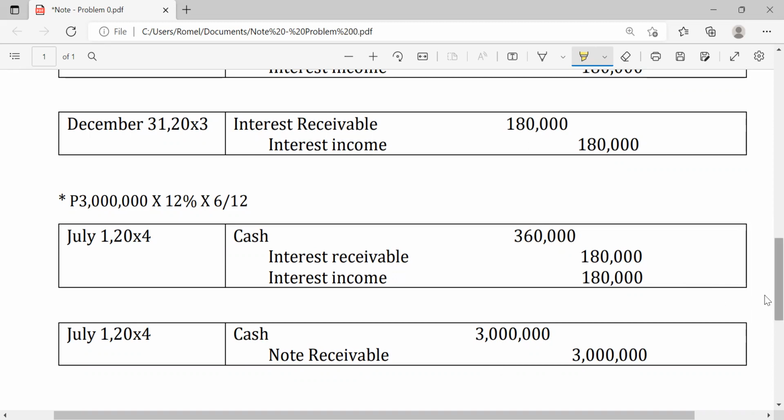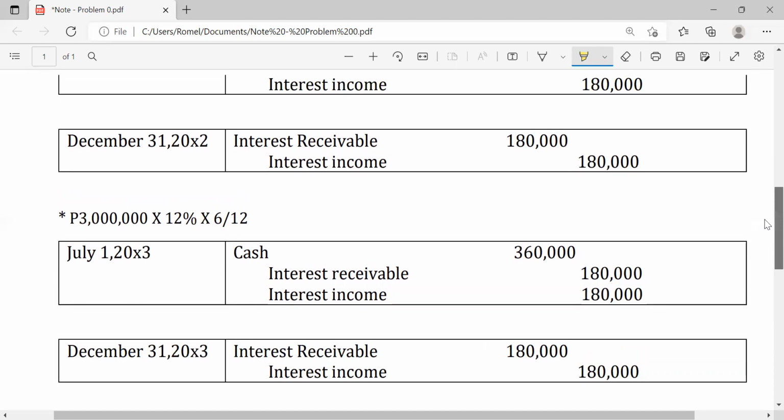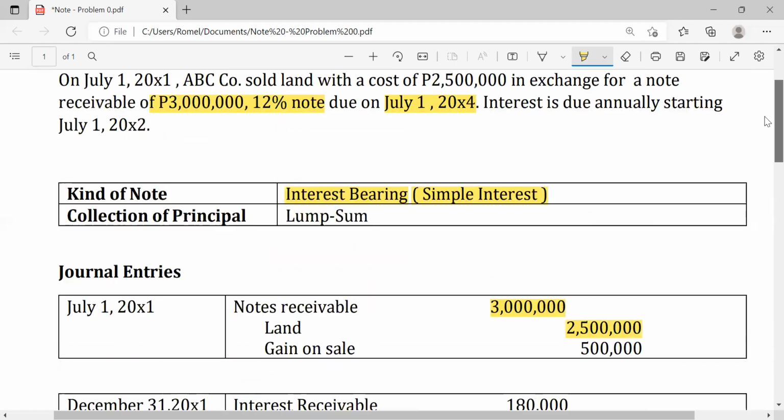So what can we observe? Pag interest-bearing ang note, very straightforward and very procedural, especially pag simple interest ang ginagamit. Kasi, how can we compute for interest? Pag simple interest ang assumption, principal times rate times time. So, very straightforward. Pag simple interest lang ang computation and the note is interest-bearing.